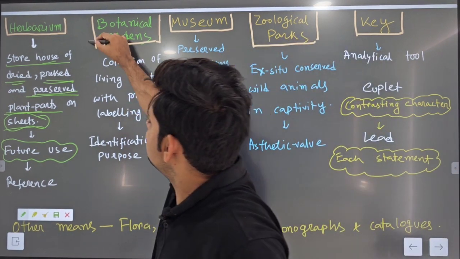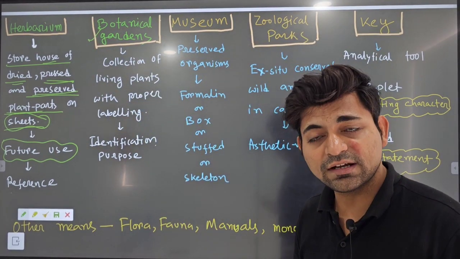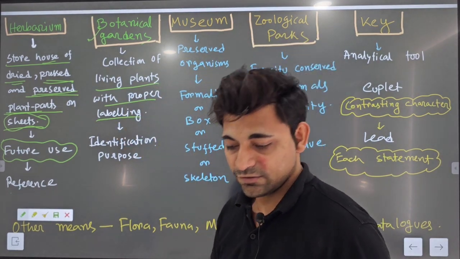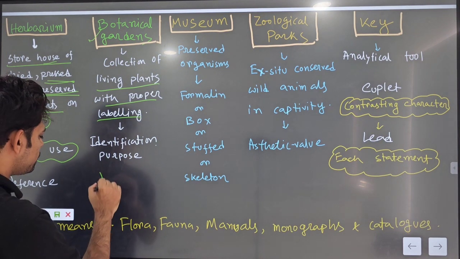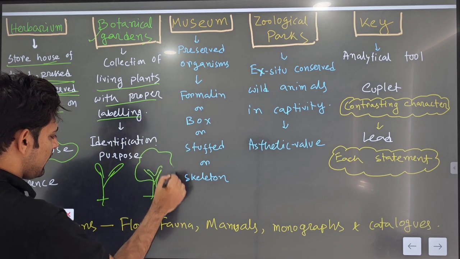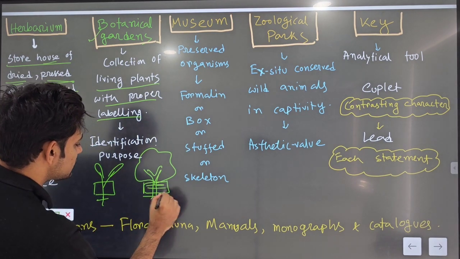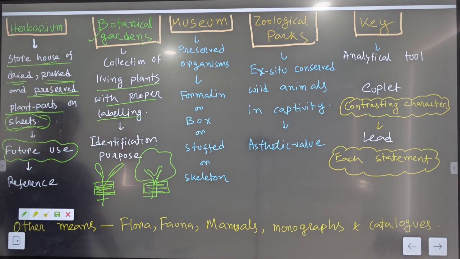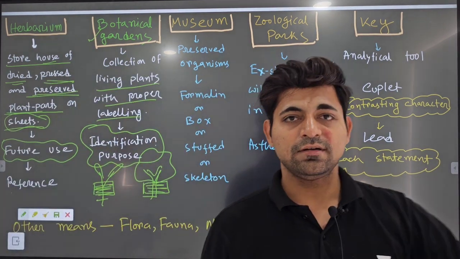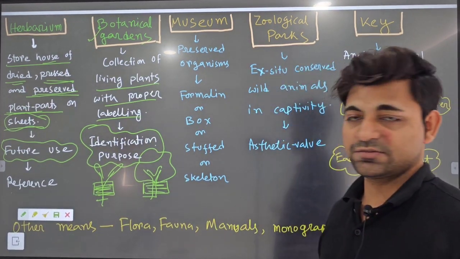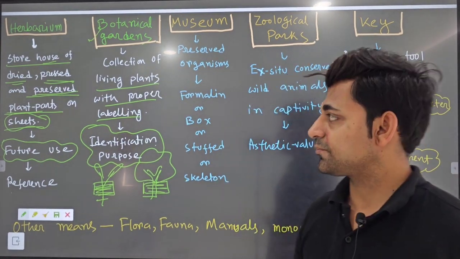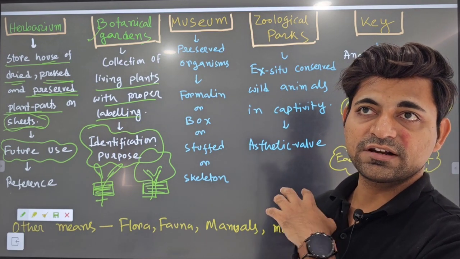Next, botanical gardens. Botanical gardens are a collection of living plants with proper labeling. If you visit a botanical garden, numerous live plants will be there, and for every plant there will be some information given on it. It is called labeling, and scientists or botanists use botanical gardens for study, reference, research and identification purposes. Even a few of the botanical gardens have seed banks too. They will have a reserve of seeds.